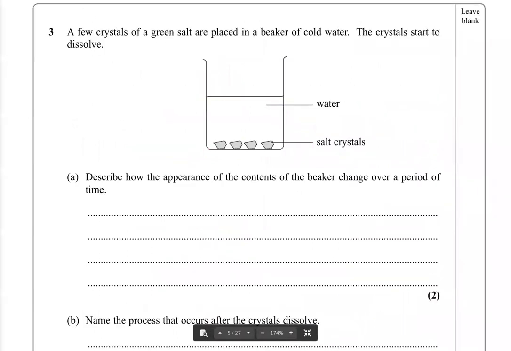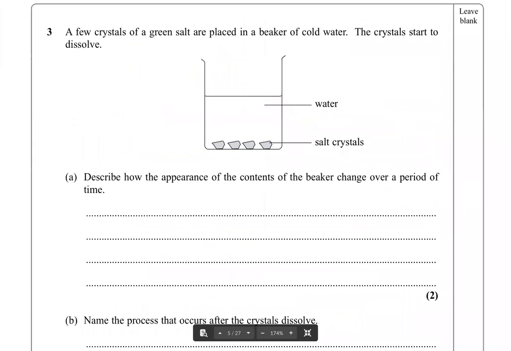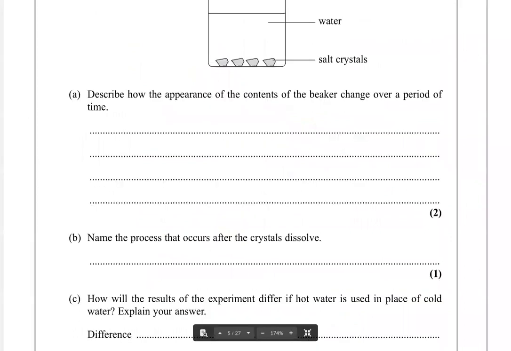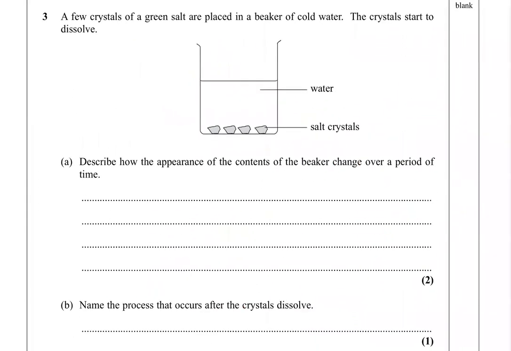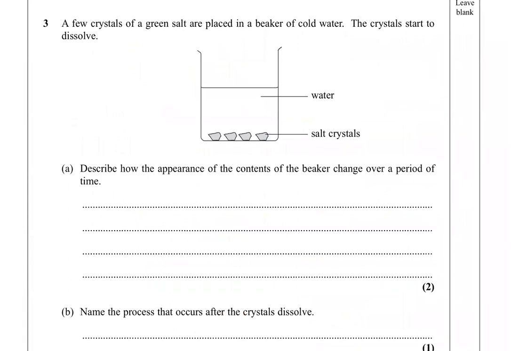Question number 3. A few crystals of a green salt are placed in a beaker of cold water. The crystals start to dissolve. Describe how the appearance of the contents of the beaker changes over a period of time. طيب هو الappearance هيتغير ازاي؟ الووتر هتبقى لونها green يبقى water is green أو will be green.